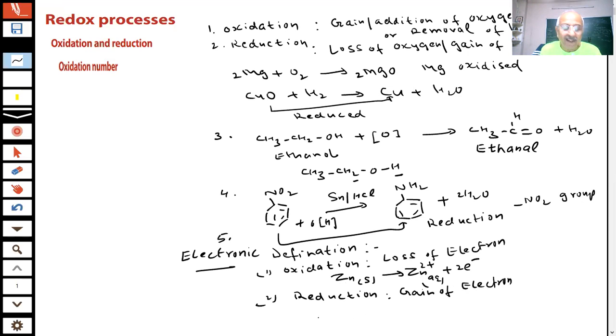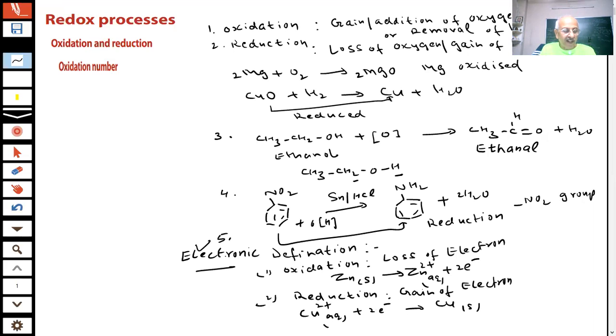This was just to give a revision that we can define oxidation and reduction in terms of electrons. For example, if you have copper 2 plus, it can gain electrons, students. This is an example of a reduction reaction. I hope it is clear what the definitions of oxidation and reduction are, and we will be using this electronic definition, students.